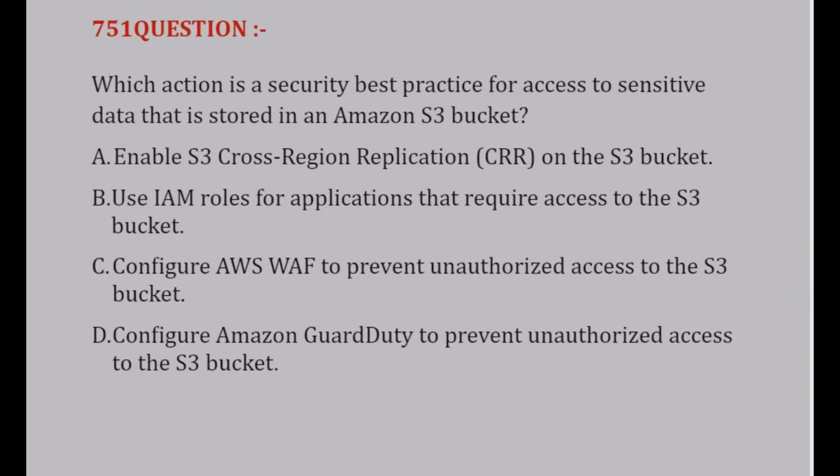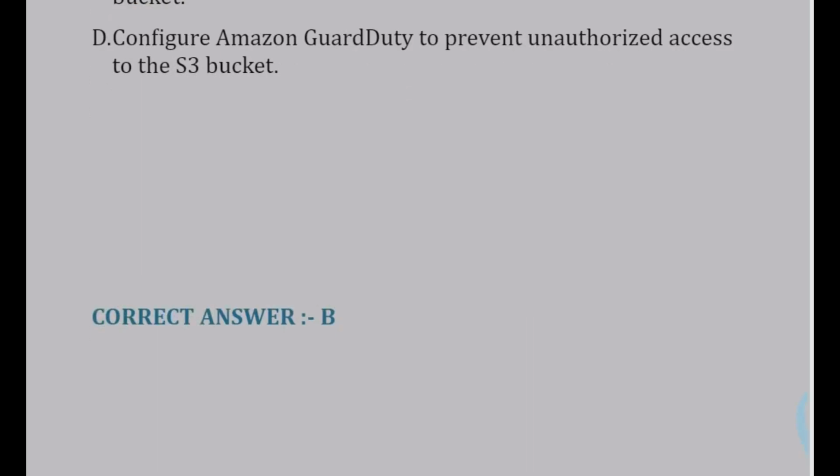Question is, which action is a security best practice for access to sensitive data that is stored in an Amazon S3 bucket? Option A. Enable S3 cross-region replication, CRR, on the S3 bucket. Option B. Use IAM roles for applications that require access to the S3 bucket. Option C. Configure AWS WAF to prevent unauthorized access to the S3 bucket. Option D. Configure Amazon GuardDuty to prevent unauthorized access to the S3 bucket. Correct answer is option B.